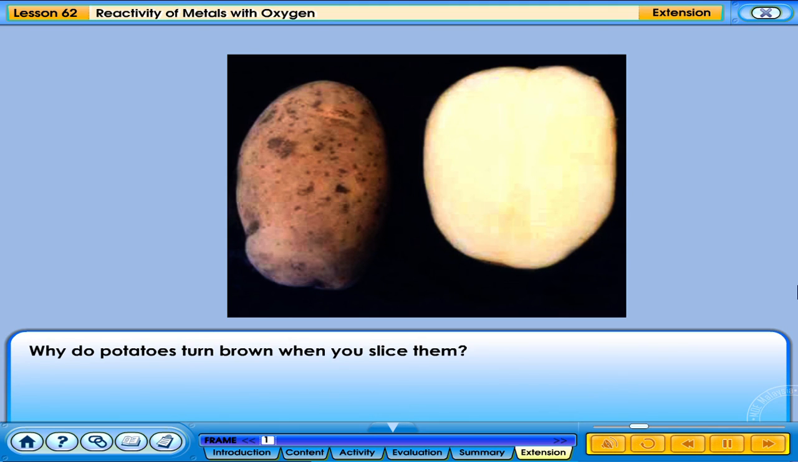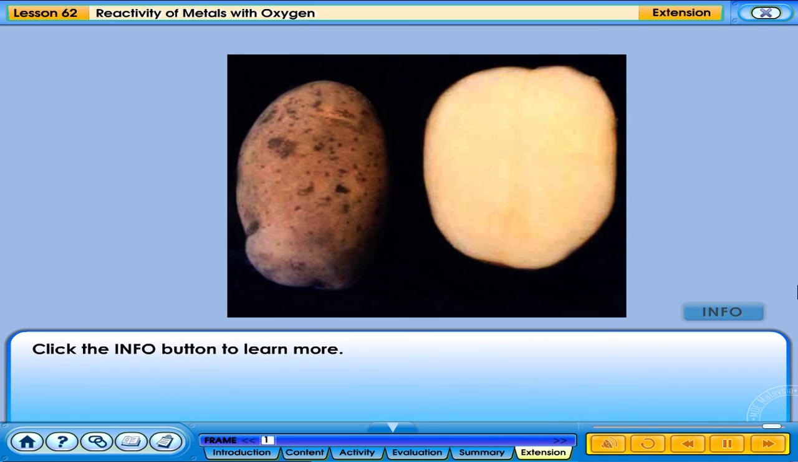Why do potatoes turn brown when you slice them? How do you keep them from turning brown? Click the Info button to learn more.